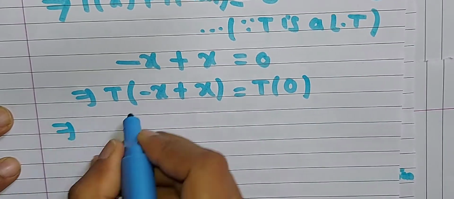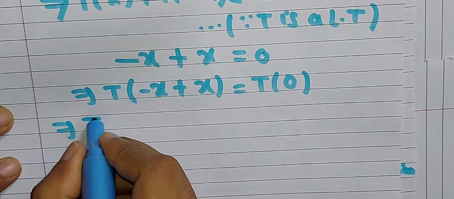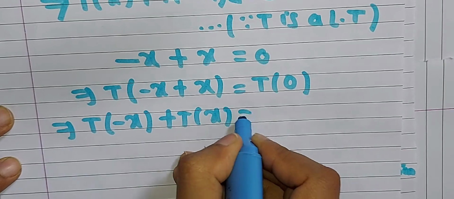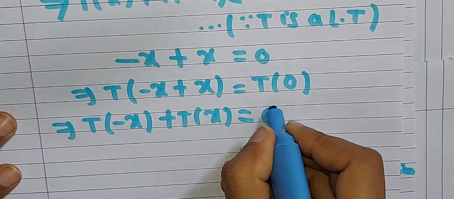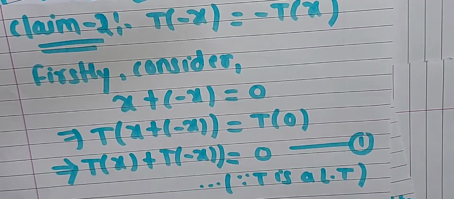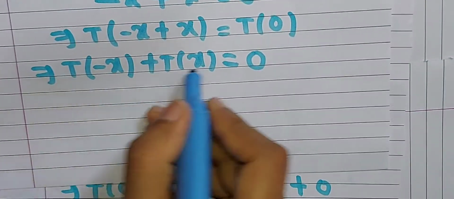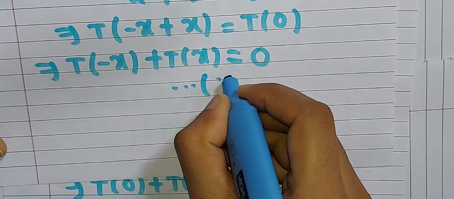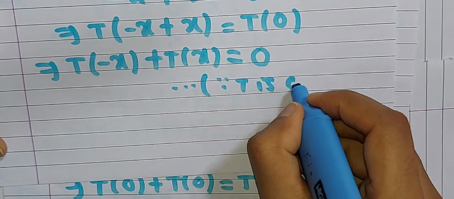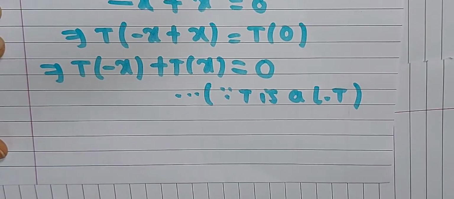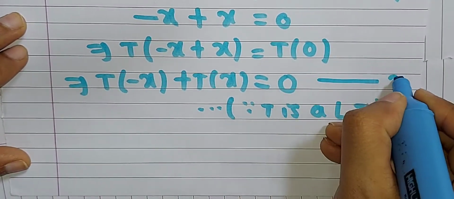Apply T on both sides, that is (-x) plus x is equal to, this is T of 0. So with the help of the definition of a transformation we can write it as: T of (-x) plus T of x is equal to T of 0, which is equal to how much? 0, because this is possible because of property number 1. And this is possible because our T is a linear transformation. So this is the reason behind this. Now this is our equation number 2.